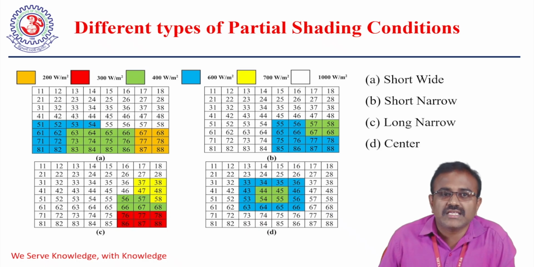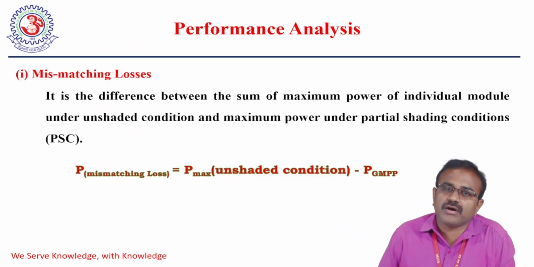If you see each shading diagram, the unshaded modules are exposed to 1000 watts per meter square, and the shaded modules are exposed to different radiations. You can see from the diagram itself 200, 300, 400, 600, 700. These are the different irradiance levels for these four partial shading conditions. These partial shading conditions are implemented in an 8 cross 8 PV array on a MATLAB Simulink model. So this is the analysis format point of view.